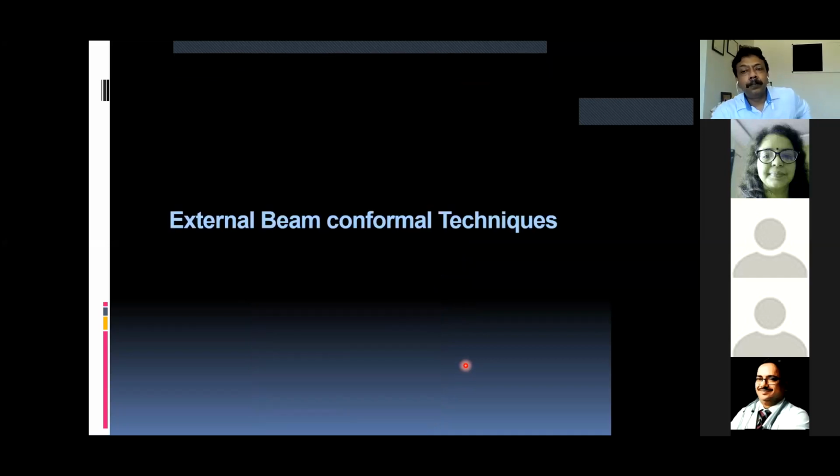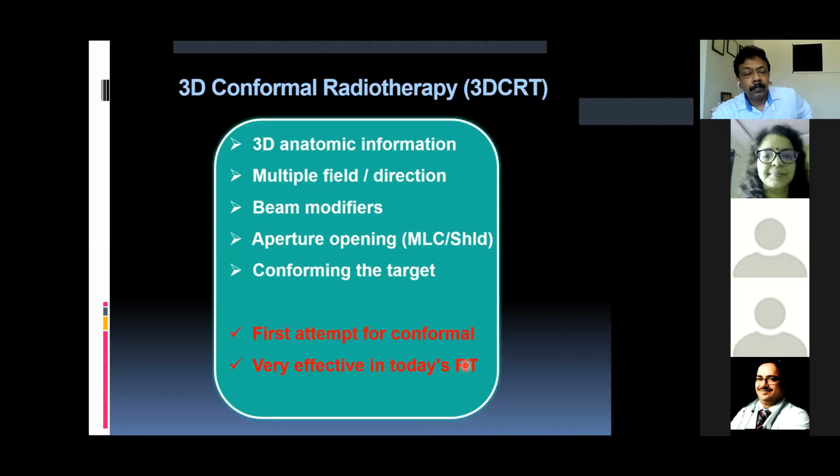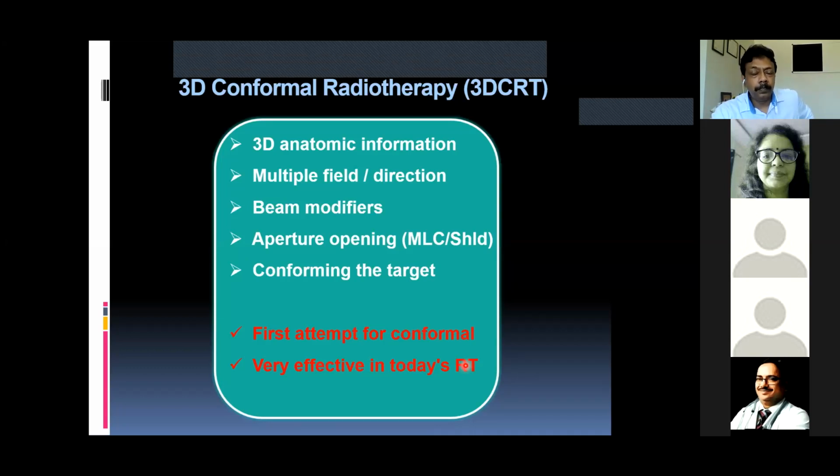Now, external beam conformal radiotherapy. I have already said that 3D CRT, IGRT, IMRT, I have combined these all in conformal radiotherapy. In 3D CRT, we use the 3D anatomic information. We use multiple fields in multiple directions. We use beam modifiers.